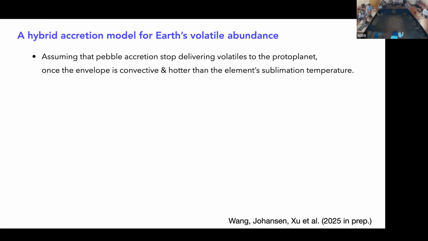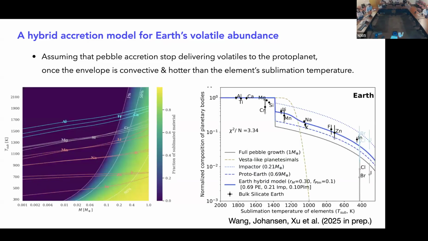So the point is that in the convective envelope, the volatiles can be lost on a really, really short timescale. Then we can make a simple assumption: pebble accretion will stop delivering volatiles to the planet as soon as we reach the stage where the envelope is convective and hotter than the element's sublimation temperature. Then, for different elements with different sublimation temperatures, you will have a different point where the pebbles will stop delivering that element. That's why the total abundance of the element will be different.